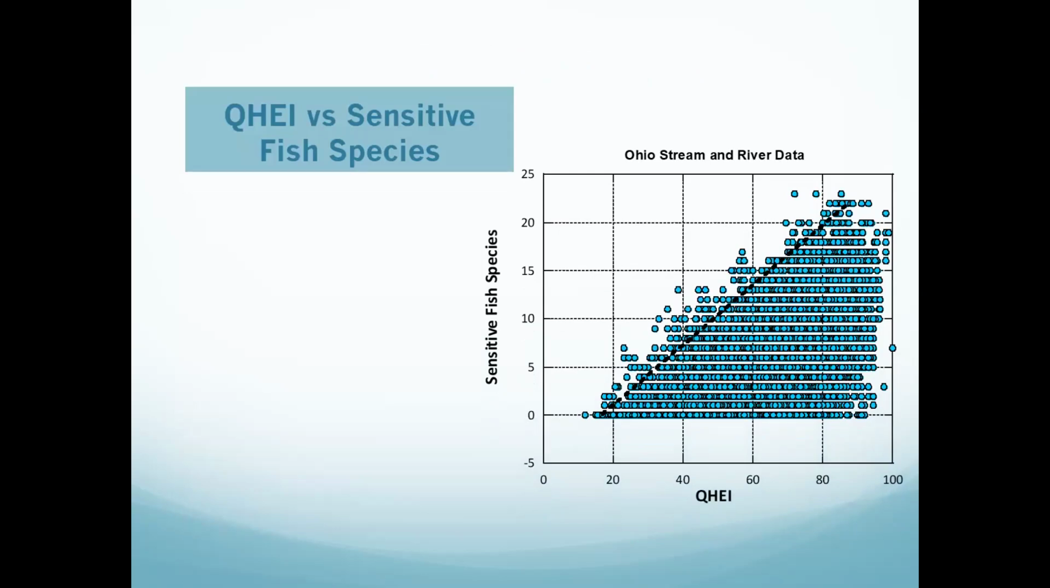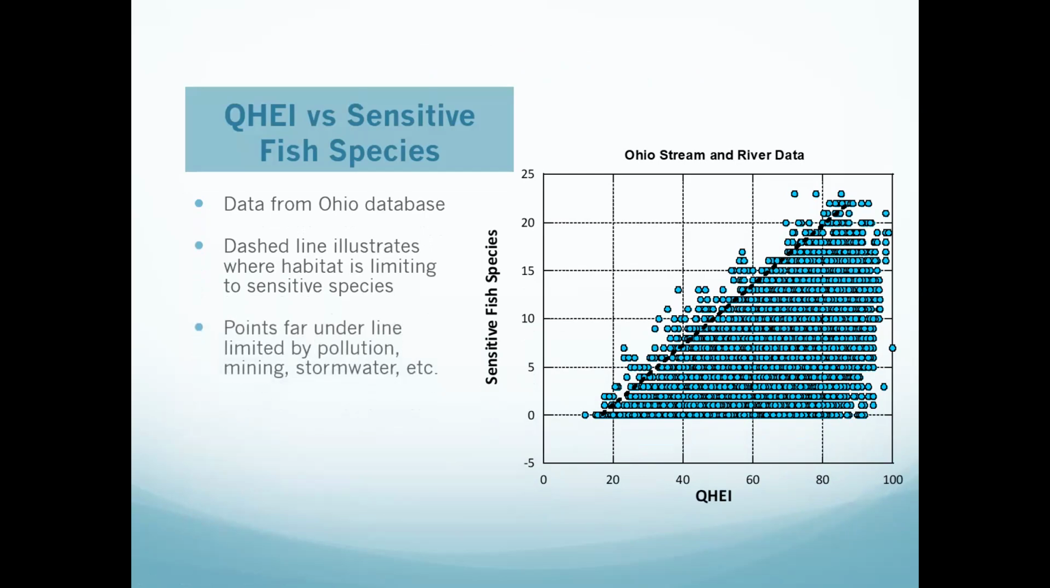All right, so we talked about this a little bit, but this is from Ohio's database. So the cQHEI score there on the x-axis, as that increases, we see more sensitive fish species. And then that dashed line shows where habitat is limiting. Points far under the line may be limited by pollution, mining, stormwater, etc. And as far as this data being applicable for different purposes, maybe those are candidates for restoration or different modifications, etc.